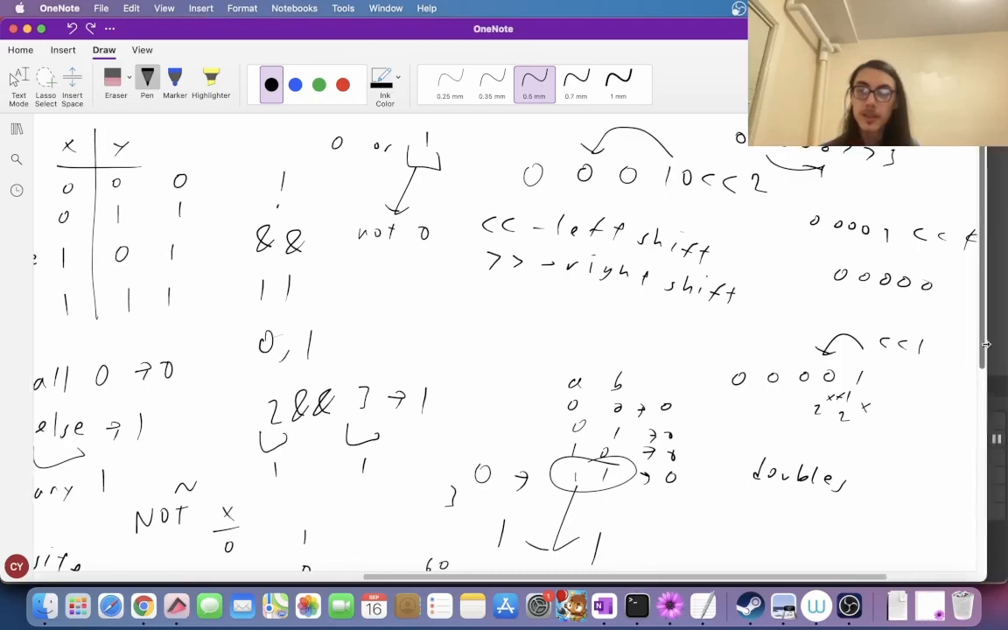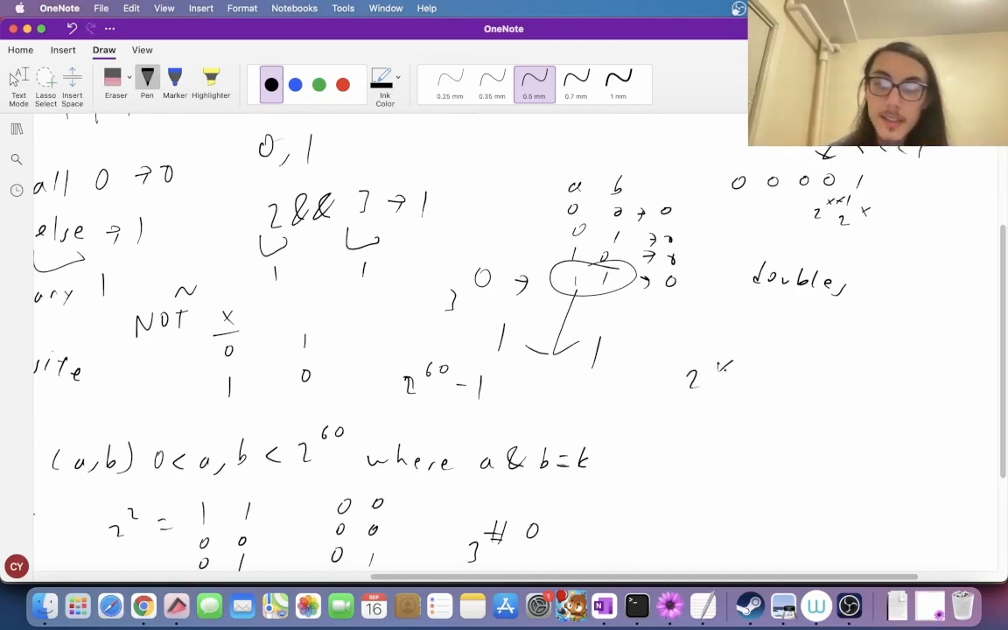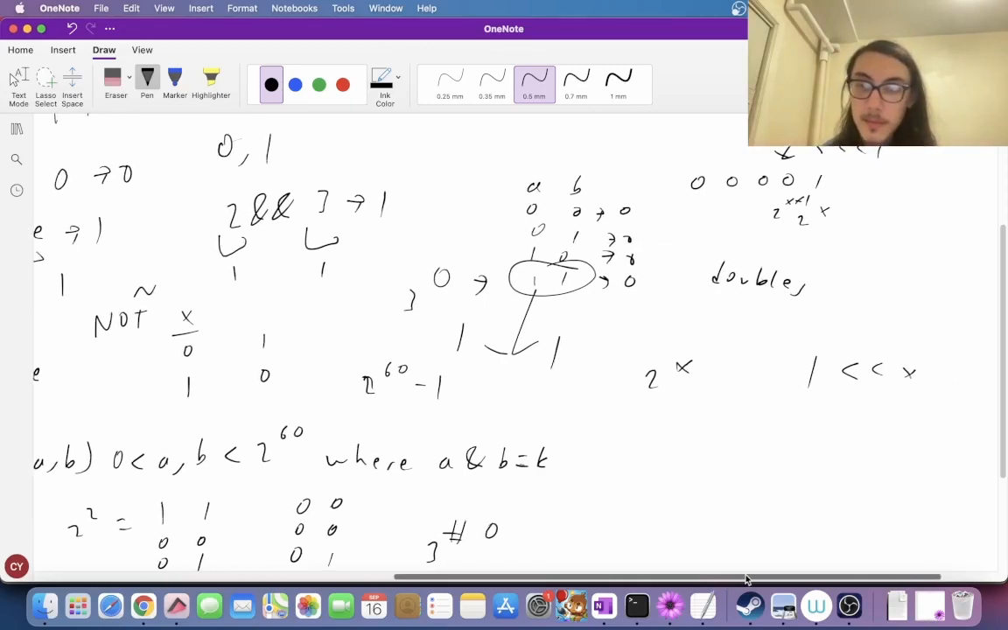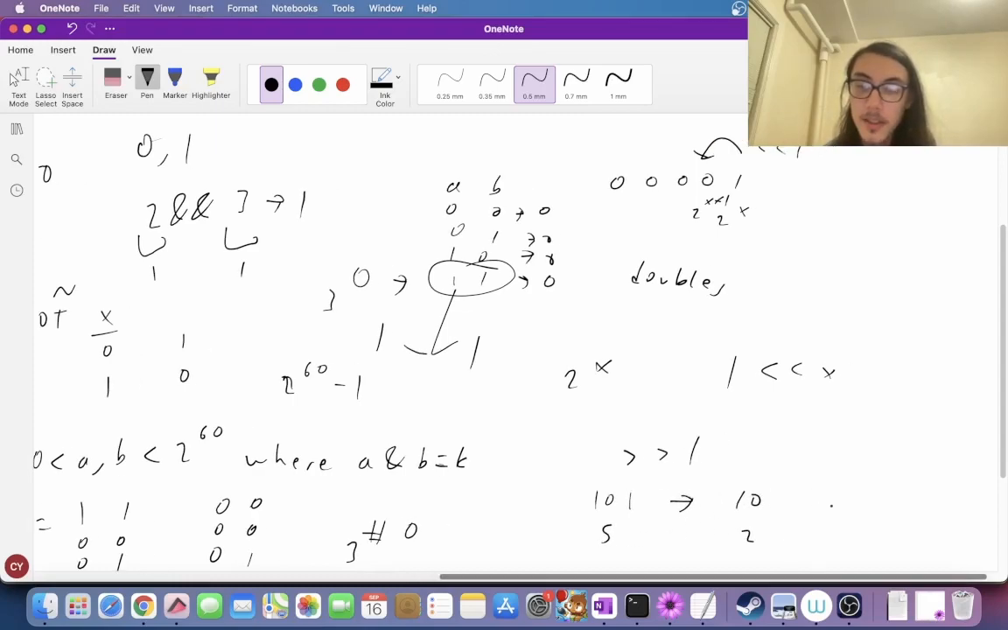So this leads to the cool idea of being able to get a power of 2 easily. If I want 2 to the x, I will take the number 1 and I will shift it by x, because every single shift doubles the number, so doubling it x times will become 2 to the x. And similarly, if I right shift, let's say I have 1, 0, 1, and I right shift by 1, then this will become 1, 0. So this will become 5 and 2. And it turns out doing a single right shift is equivalent to floor division of x over 2.